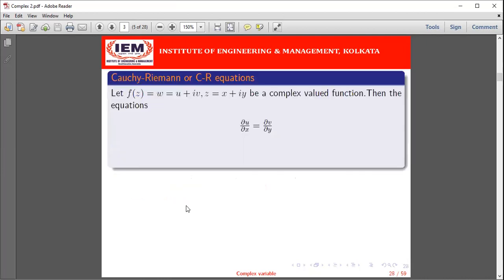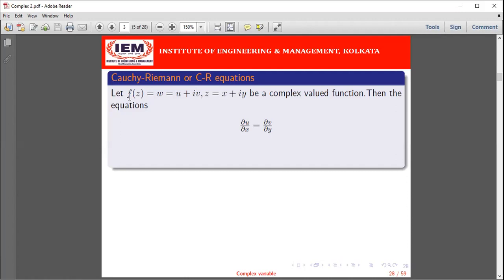Now, how do we check whether a given function is analytic or not? For that, we need to know the Cauchy-Riemann equation, or CR equation. So what is the CR equation? Whenever we consider a function of two variables, z equals f(x, y), there is only one dependent variable z and two independent variables x and y. To measure the rate of change of the dependent variable with respect to the two independent variables, we get two partial derivatives: one is del z by del x, another is del z by del y.